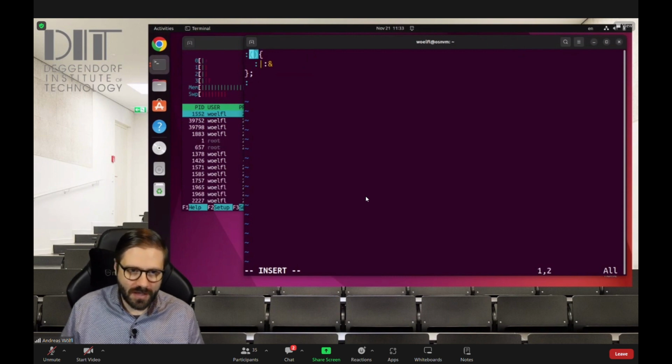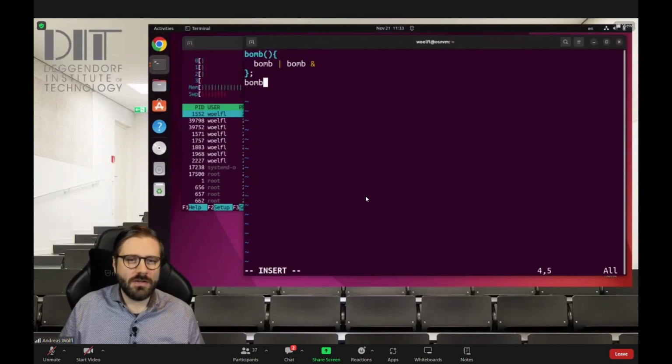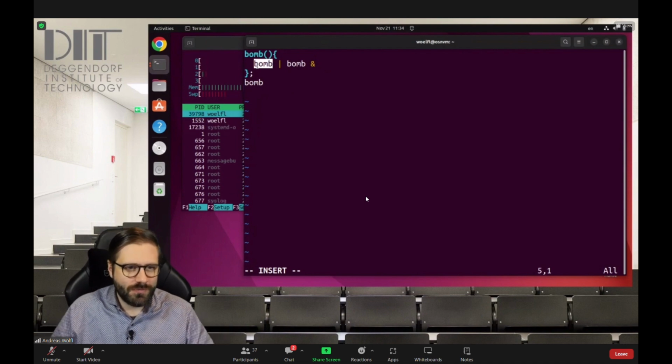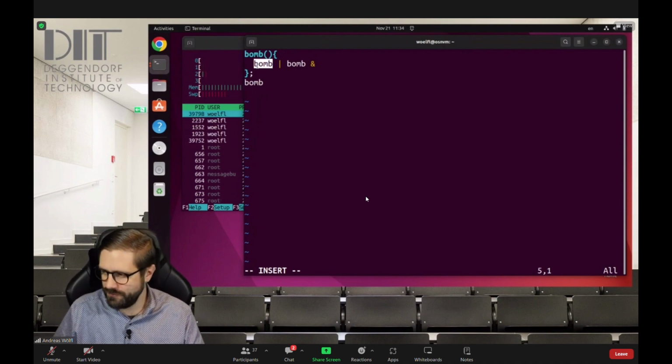I can just change the name here, right? So if I change it to bomb and add some more white spaces, the functioning of the sequence should be clear now. I have a function that's called bomb, and what's happening inside the function is that I execute bomb. So I invoke the function from the function. So this is a recursive function.